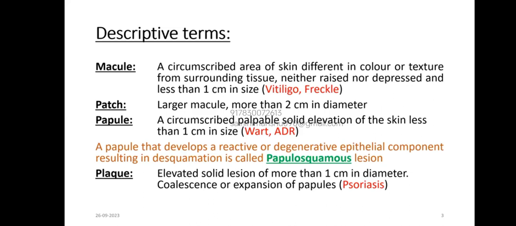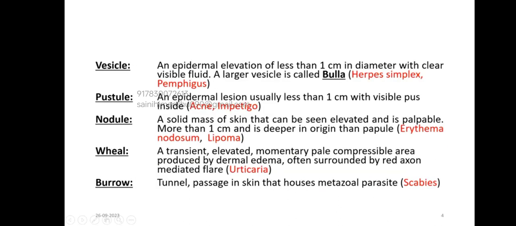A plaque is a lesion we need not explain. This is very common in our OP. The classical example is psoriasis, and psoriasis is the best example to explain the lesion in terms of plaque. A vesicle, we all know, in the form of herpes simplex, or a case of pemphigus, or chickenpox, or measles.